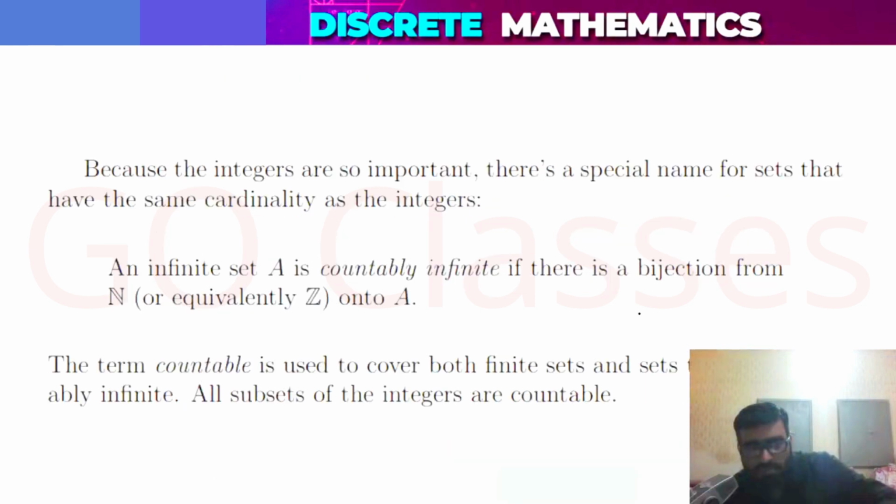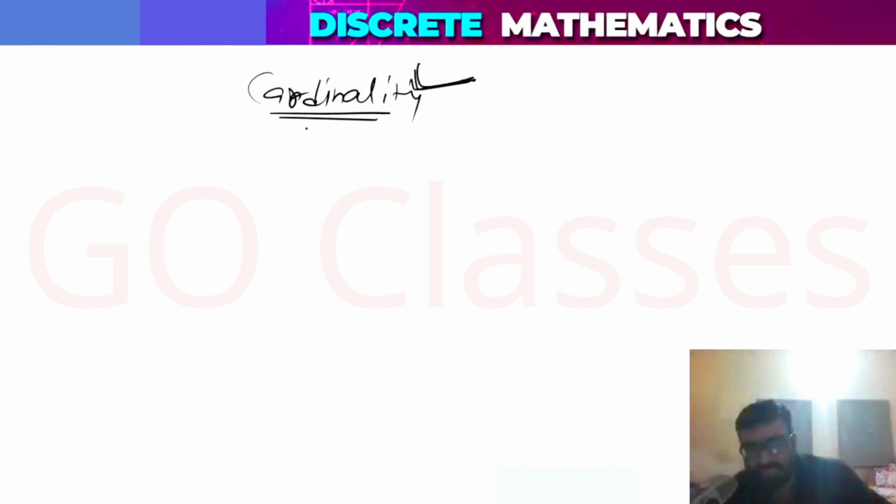So far I have not used the terms countable and uncountable. Now I will use them. So far we have only discussed the definition of cardinality. You just need to understand this definition, nothing else. This is the most important thing.